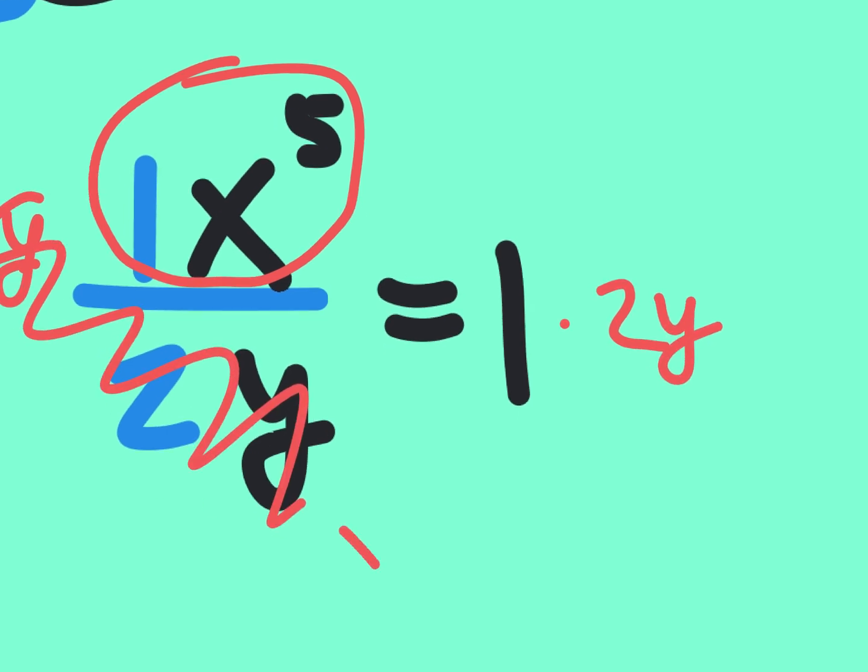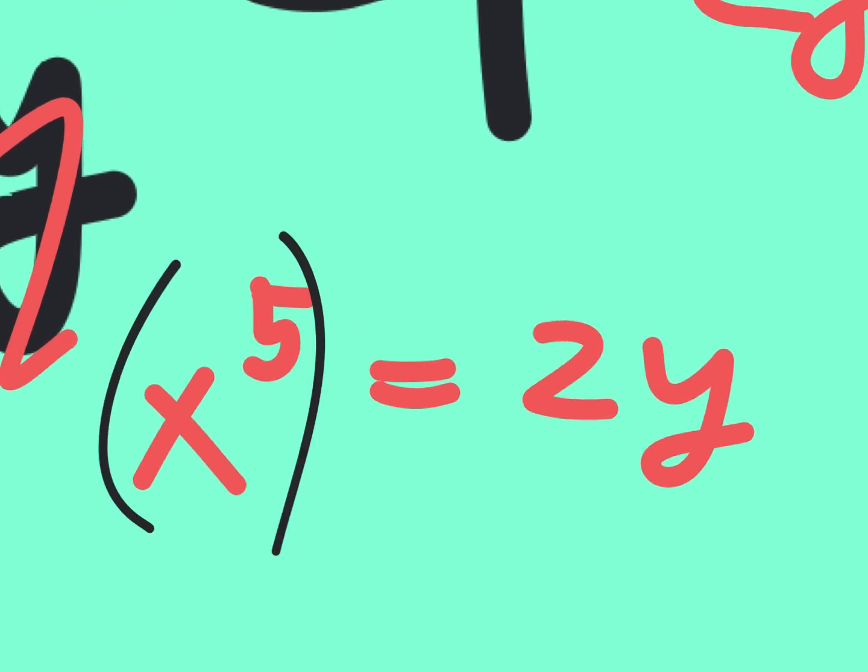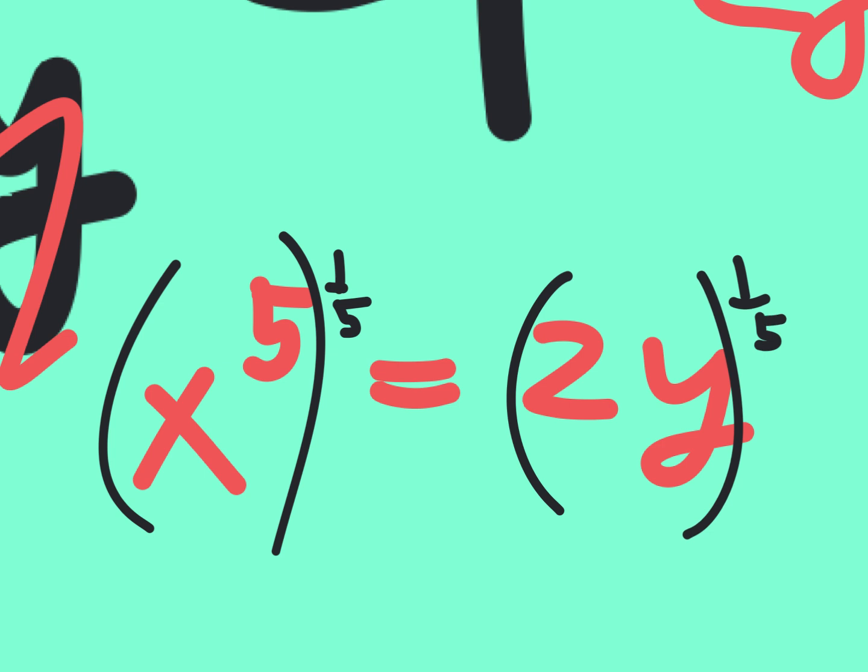Okay, now I got x to the 5th. It's close to alone, but it's not alone. 1 times 2y is 2y. And now how do I get x to the 5th alone? I put it to the power of 1/5. And there is your answer. I know it looks confusing, but that's your answer.